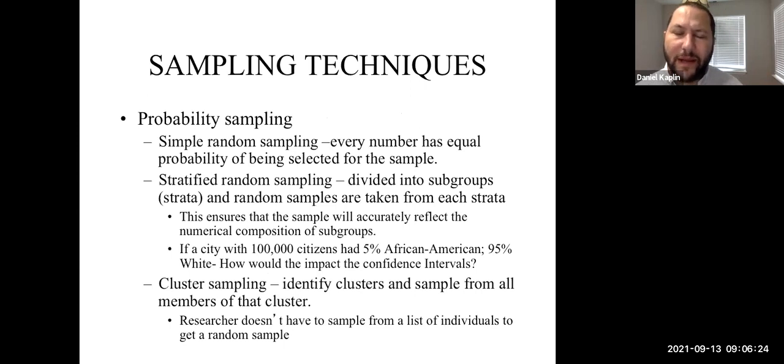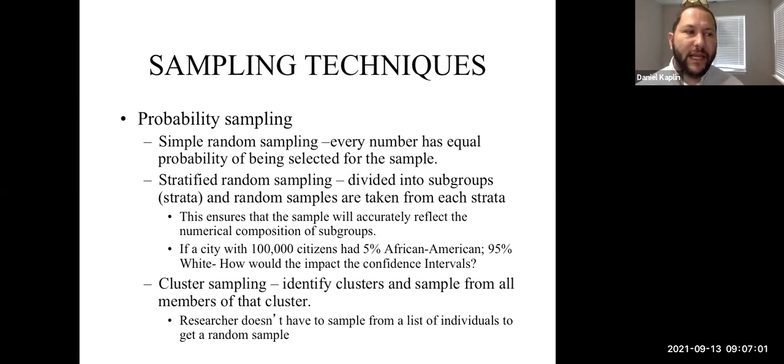So let's talk about the three common types of probability sampling. First, we have simple random sampling. And in simple random sampling, we know the likelihood of being selected, and every individual within that sample has equal probability of being selected. So that's very important. We know the likelihood of being selected, and every individual has equal likelihood of being selected. So that's simple random sampling.